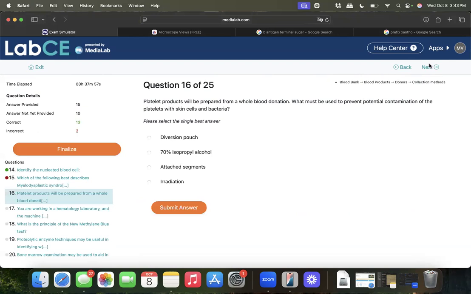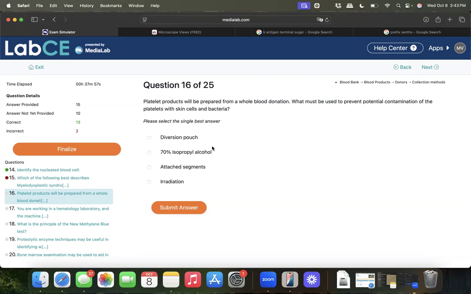Platelet products will be prepared from a whole blood donation. What must be used to prevent potential contamination of the platelets with skin cells and bacteria? A, a diversion pouch. B, 70% isopropyl alcohol. C, attached segments. Or D, irradiation. Ooh, we got a lot here. What time is it? 3:43. Okay, we got D, A, D, B, A, B, D, D, D, D, D, D.